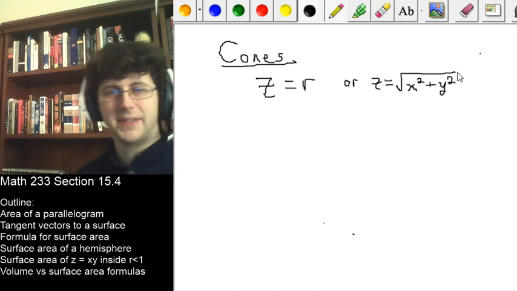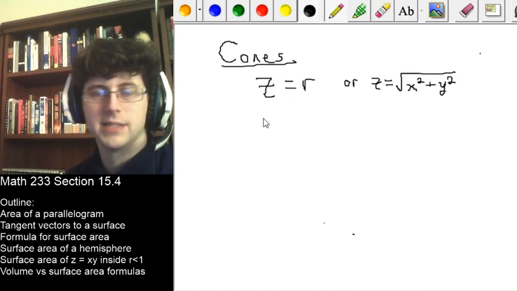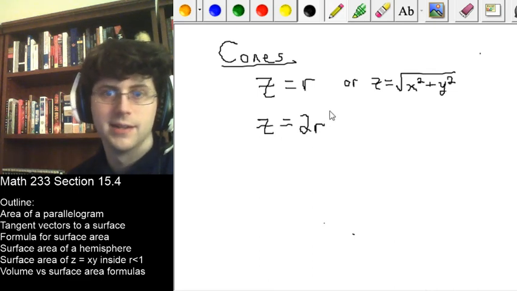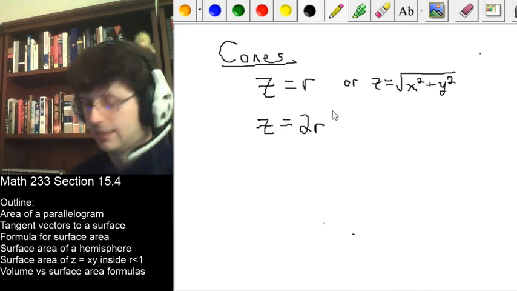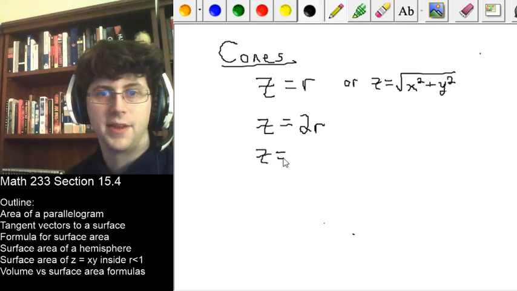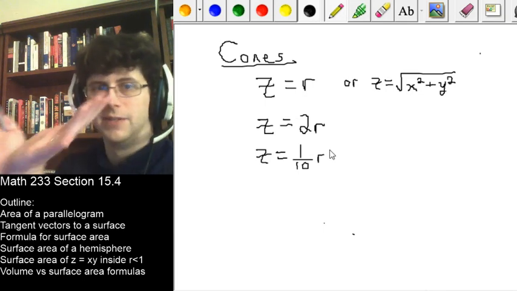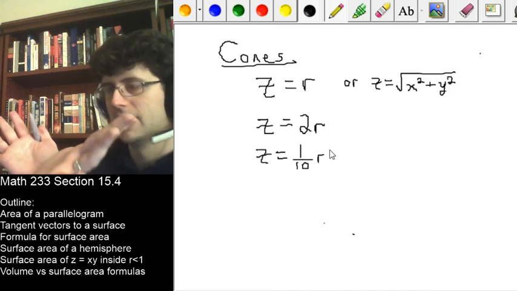But there's lots of different kinds of cones, and the main way that you get different kinds of cones is by having them have different slopes. So z equals 2r is also a cone. It's just a cone that's twice as steep. And z equals a 10th r is also a cone. It's a really, really flat cone. It's barely a cone at all. It's almost a flat plane.